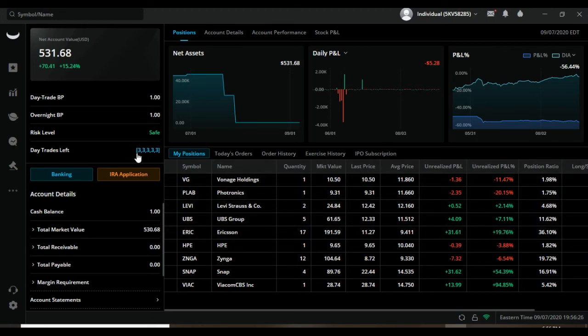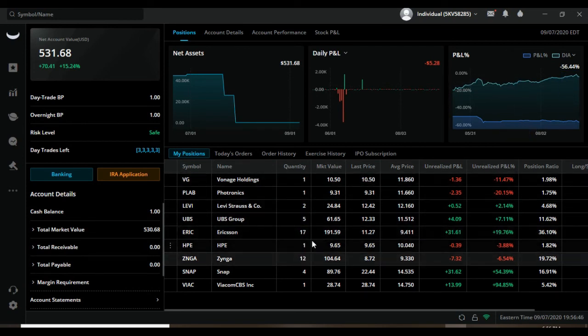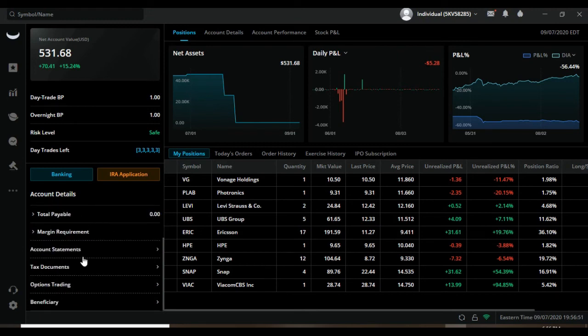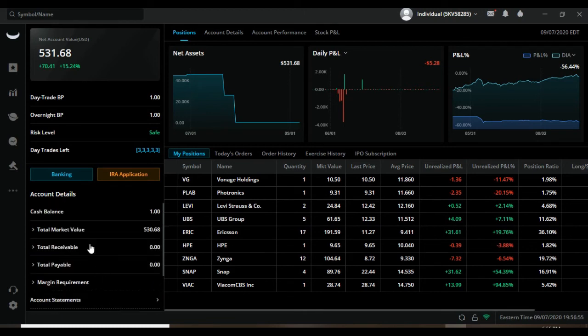This tells me that I have 3 day trades left, and that's why you have the 5 threes there. So this would mean some come back tomorrow, a couple of days from now, 3 days from now, 4 days from now, 5 days from now. Net assets is how much money you have in there. It's $40,000. I moved some to another account, so that's why that's down. It shows my P&L, and it gives you a quantity and everything else. Very clean, very easy to understand. It gives you account statements, your tax documents, options, and your beneficiaries, if you wanted to add someone else onto the account. You have your message center, right?